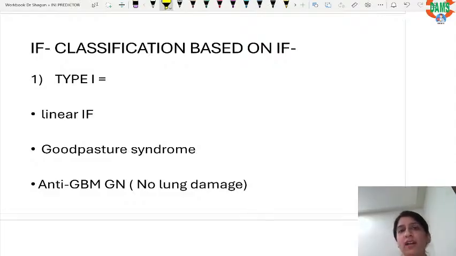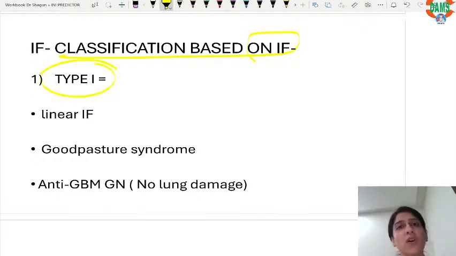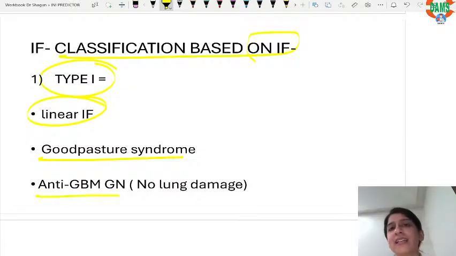And we all know that we have a classification of RPGN on the basis of immunofluorescence, in which I have 3 types: type 1, type 2 and type 3 RPGN. Now type 1 RPGN involves those nephritic syndromes which have linear immunofluorescence, and who are they? Goodpasture and anti-GBM glomerulonephritis. Why have I kept Goodpasture separate? Because Goodpasture is also anti-GBM.